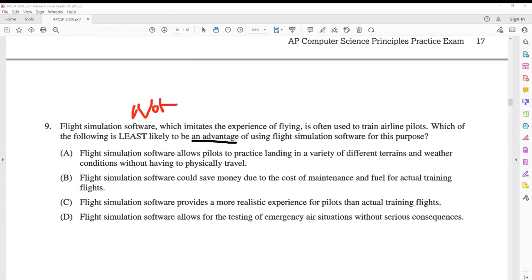Flight simulation allows pilots to practice landing in various different terrains and weather conditions without physically traveling. Maybe, okay, keep this one. Flight simulation could save money. Yes, you save money. Yes, flight simulation software provides a more realistic experience. No, this one is wrong. This one can be. So C is okay.